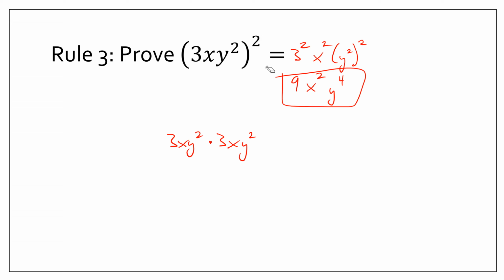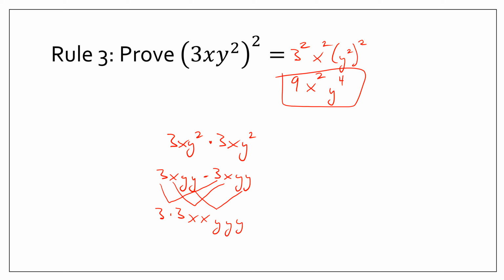But I can expand even further. I know that these y squares are y times y. I know that this y squared is also y times y. And let's just rearrange some things. I have 3 times 3, right? I have x times x. I have 4 total y's. And we can easily see, hey, 3 times 3 is 9. X times x, x squared. Y is y to the 4th.